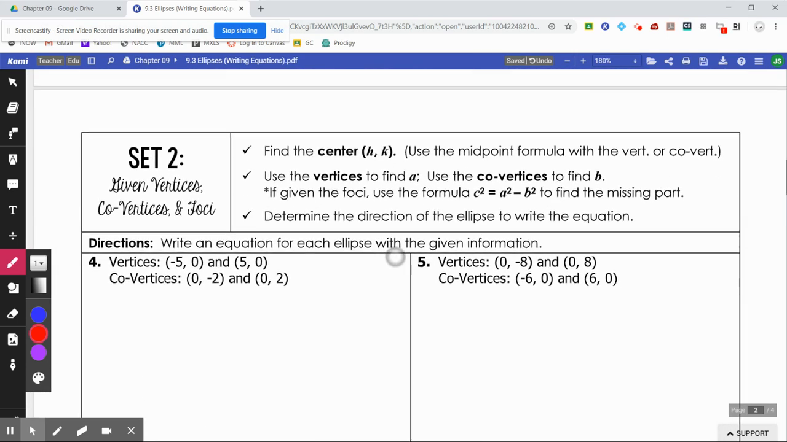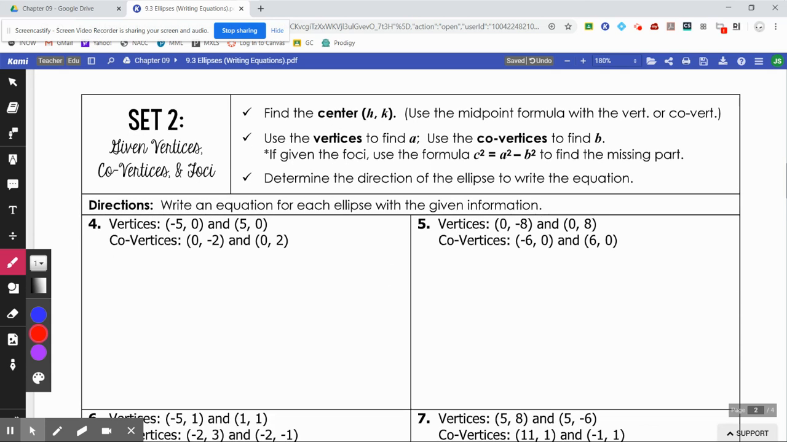Number 4, it says, given the vertices, co-vertices, and foci. So now without looking at a graph, how are we going to find this? We're going to find the center using the midpoint formula, because if you think about it, if you've got an ellipse, the center is going to be located directly between the vertices or between the co-vertices. Use the vertices to find a, use the co-vertices to find b. If you're given the foci, then we're going to use this formula to find the missing part, determine the direction of the ellipse, and write the equation.